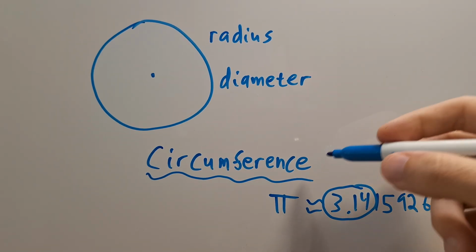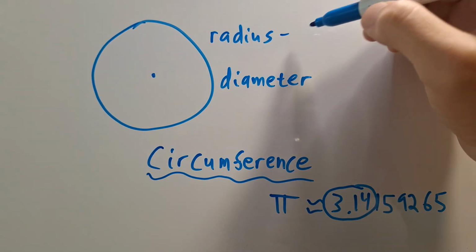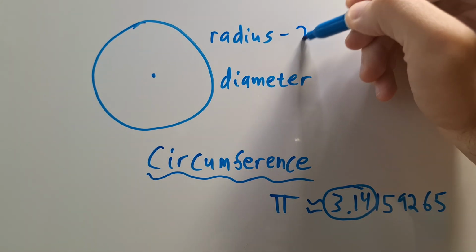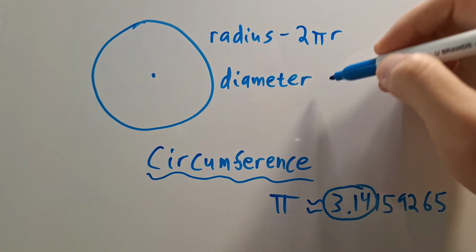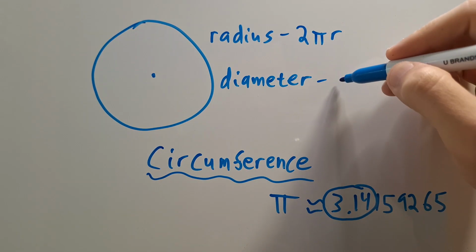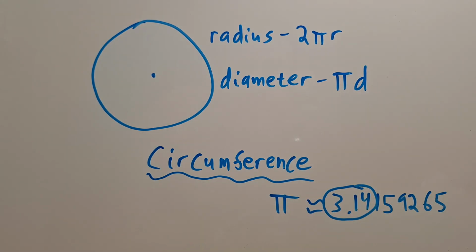So how do we find circumference? If we're talking in terms of the radius, it is going to be calculated as 2 times pi times the radius. And then in terms of the diameter, it is simply pi times the diameter.